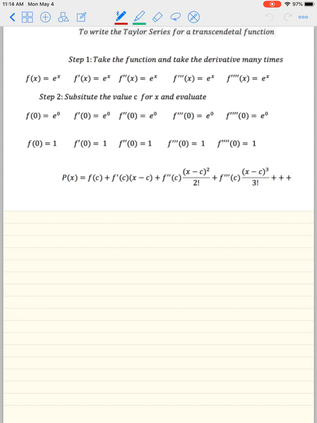But this one we're going to start with the most basic, which is e to the x. And I'm sure everyone knows how to find the Taylor series for e to the x, but if you watch the whole video from start to end, everything will make sense, okay? And I even show you some graphs. So let's get to it.